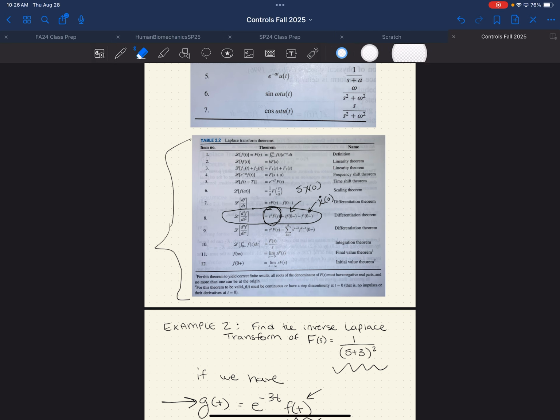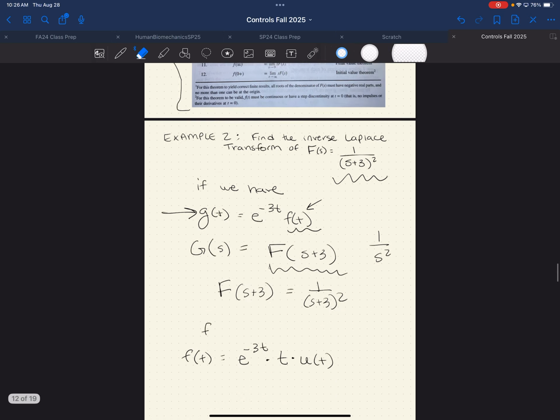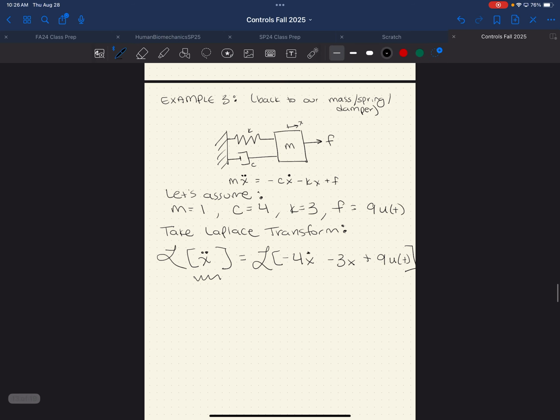Okay, so let's try that out on our own. For our double derivative here, we should have s squared big X of s minus s x of 0 minus x dot of 0. That's all for this guy.